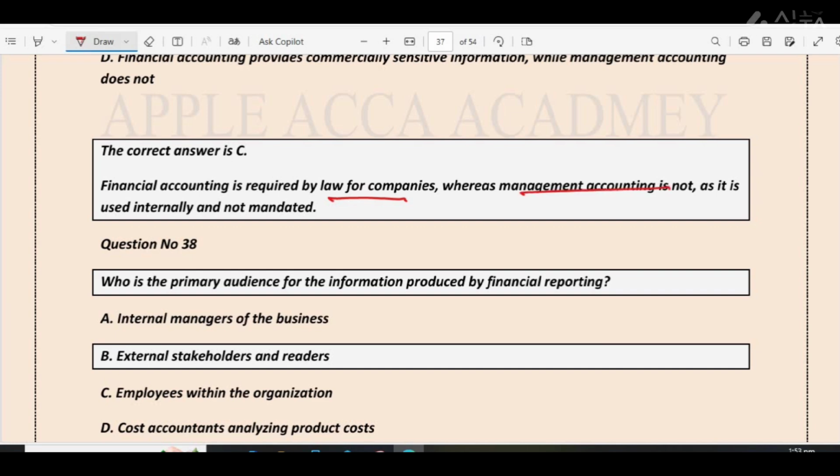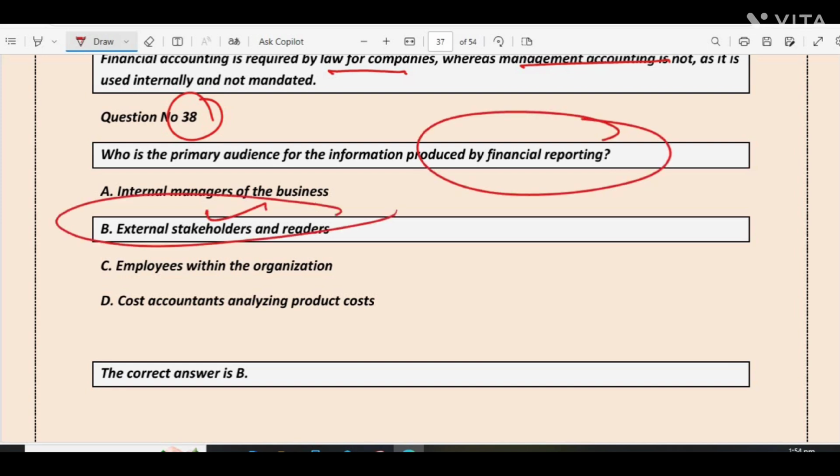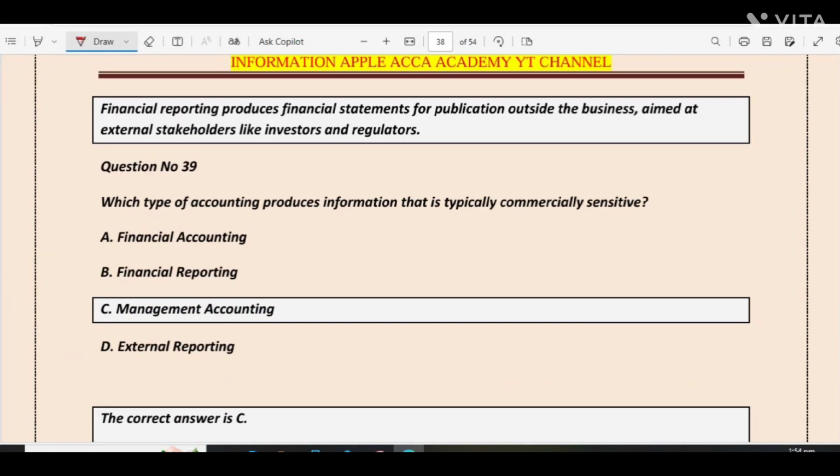Now, MCQ number 38. Who is the primary audience of the information produced by financial reporting? So, external stakeholders and readers are the primary audience, right? Because they are produced basically for external stakeholders. Clear? You see here, financial reporting produces financial statements for publication outside the business, for external stakeholders like investors and regulators.